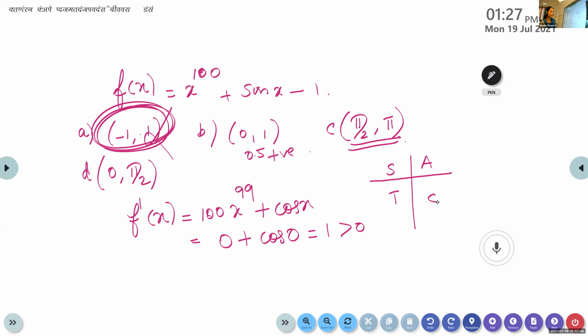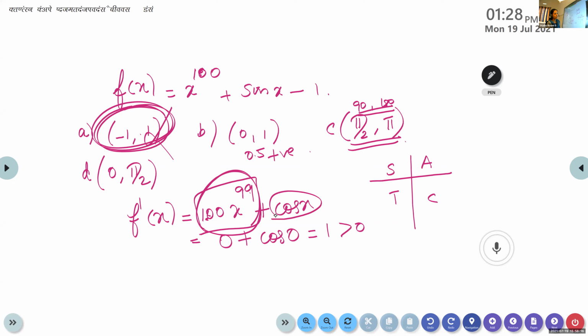Pi by 2 to pi means which quadrant? Second quadrant. In the second quadrant, cos is negative, isn't it? Cos will be negative. Suppose I am substituting the value here, x is pi by 2. Pi by 2 means we know that it is in degrees. This is 90 degrees, this is 180. If you substitute some value, this one will always be positive. Is it or not? Cos 100 x raised to 99 will be positive.